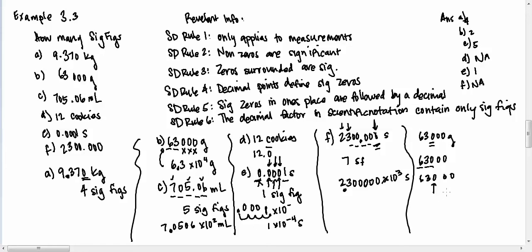The only way that you could possibly do this is write it down in scientific notation. You would write 6.30 times 10 to the 4th power grams.